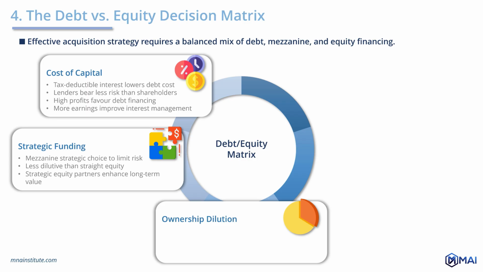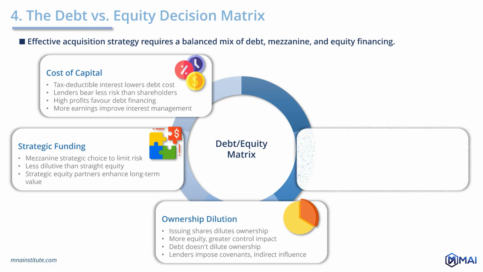Equity financing. Issuing new shares dilutes existing ownership. The more equity financing is used, the greater the potential impact on control and voting rights. Debt financing. Debt financing does not dilute ownership. However, lenders frequently impose covenants that might restrict certain activities, providing them with some level of indirect influence.